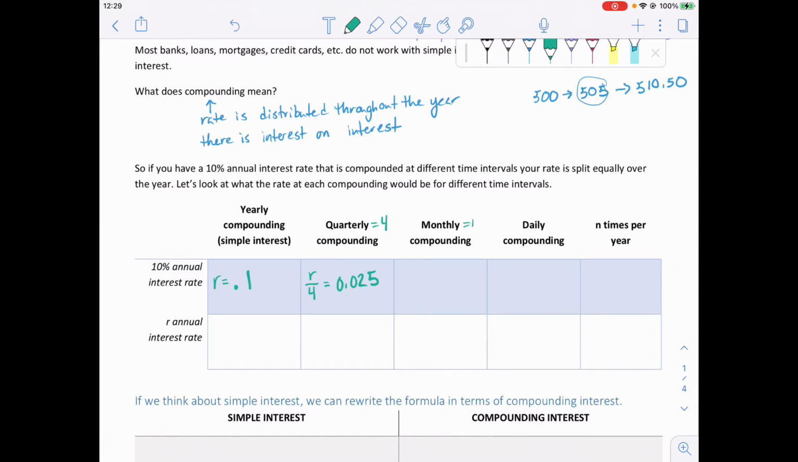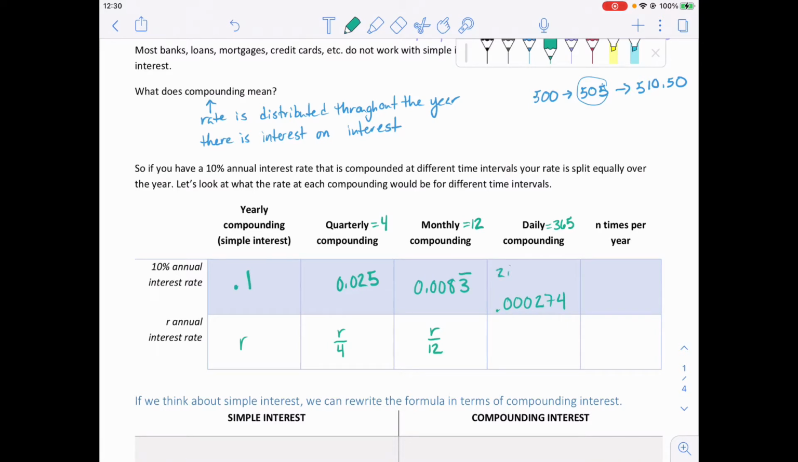If it's monthly, that's 12 times. So we're going to divide our rate over the 12 monthly compoundings. And so we're going to get 0.1 divided by 12, which is 0.0083 repeating. If it's daily, that's 365. And so we're going to have 0.1 divided by 365, and we get 0.000274.